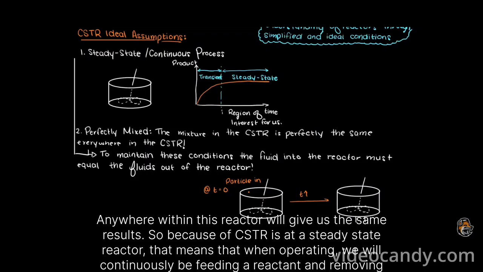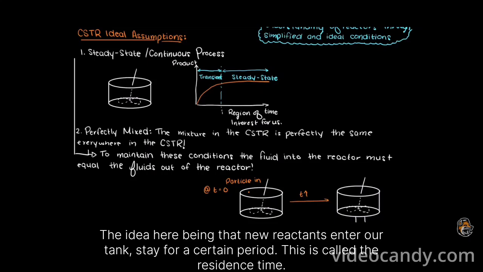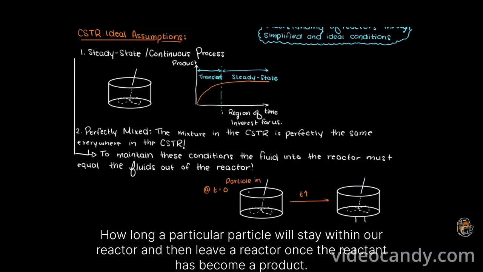So, because our CSTR is a steady state reactor, that means that when operating, we will continuously be feeding it reactants and removing products at the same rate. The idea here being that new reactants enter our tank and stay for a certain period. This is called the residence time: how long a particular particle will stay within our reactor, and then leave the reactor once the reactant has become a product.